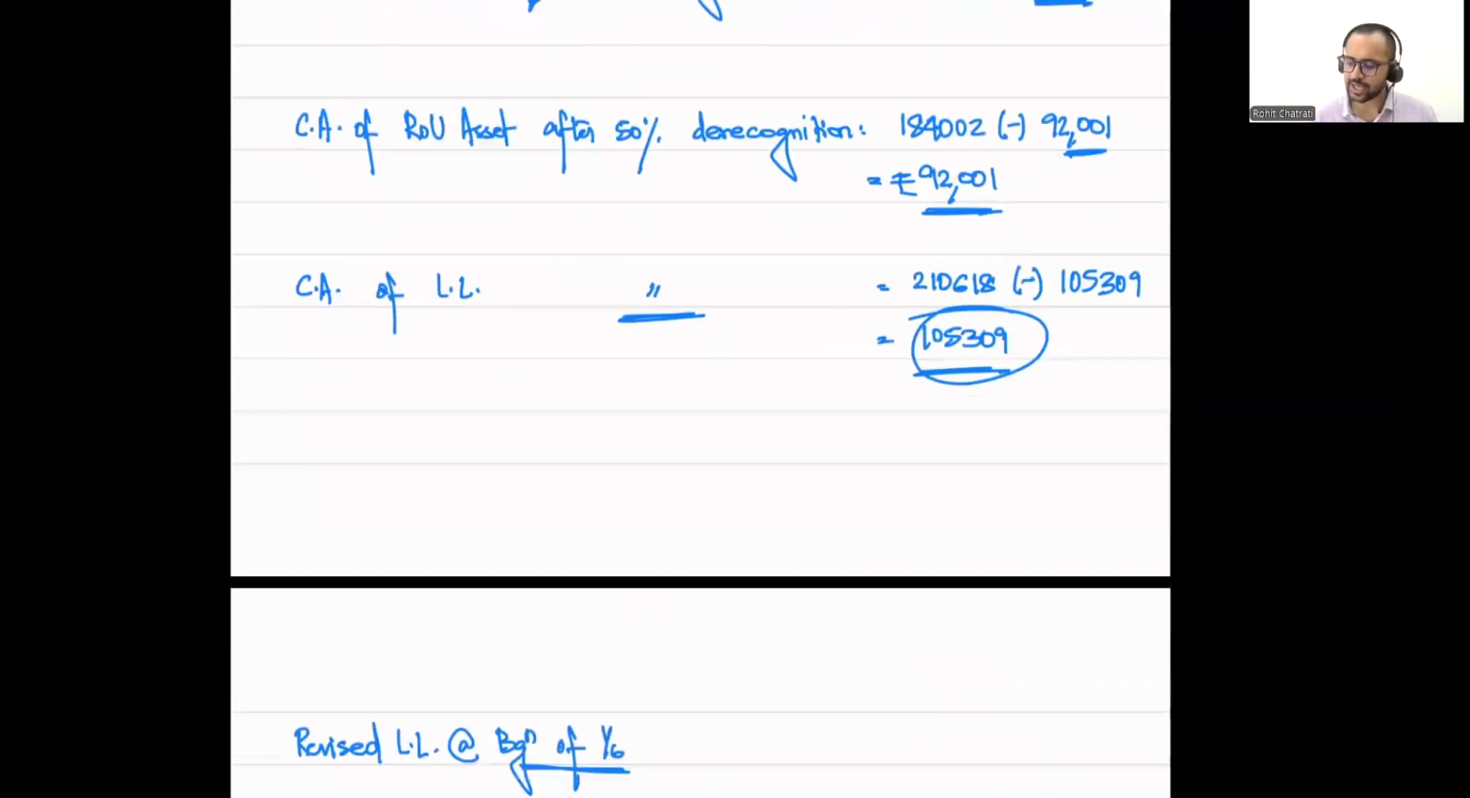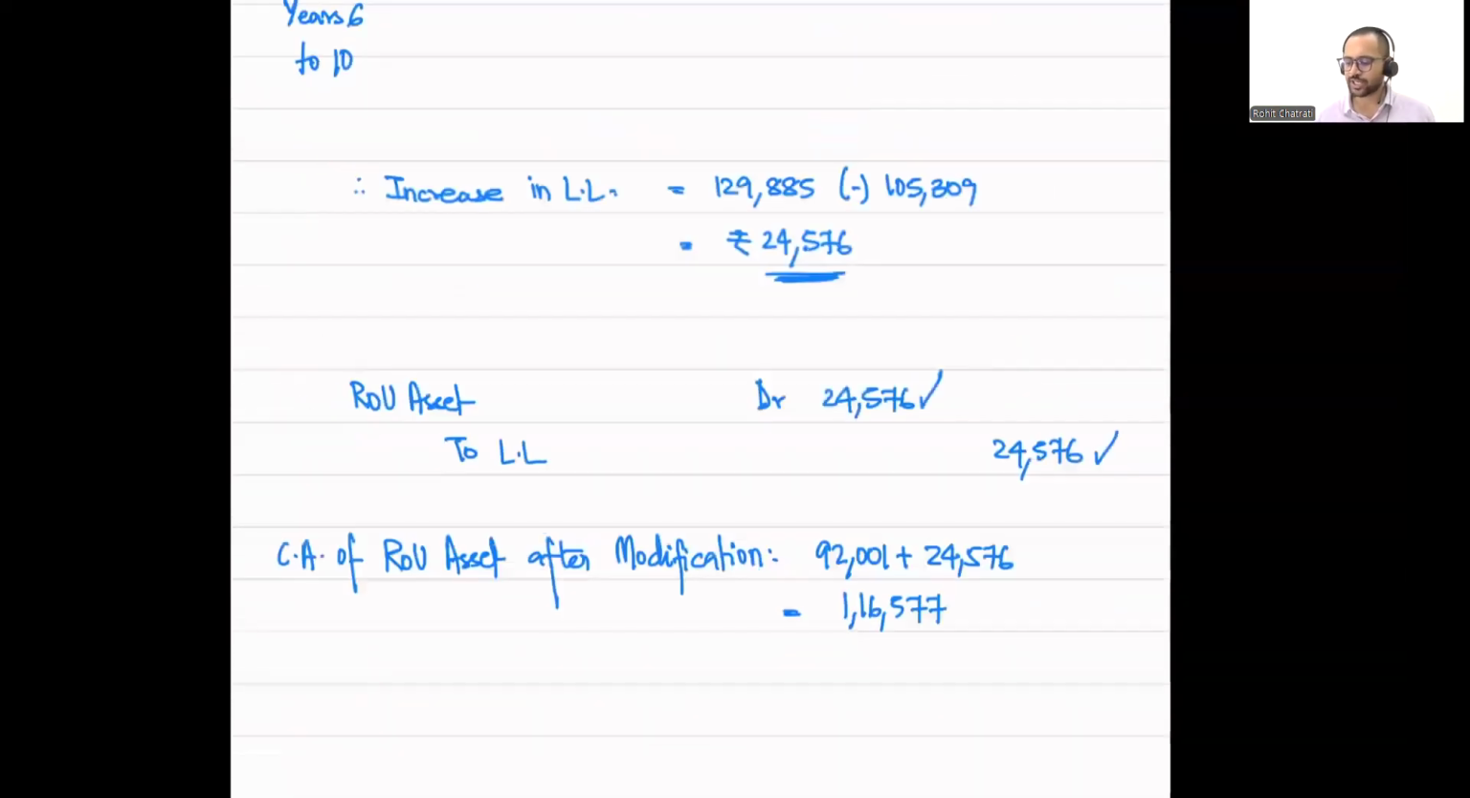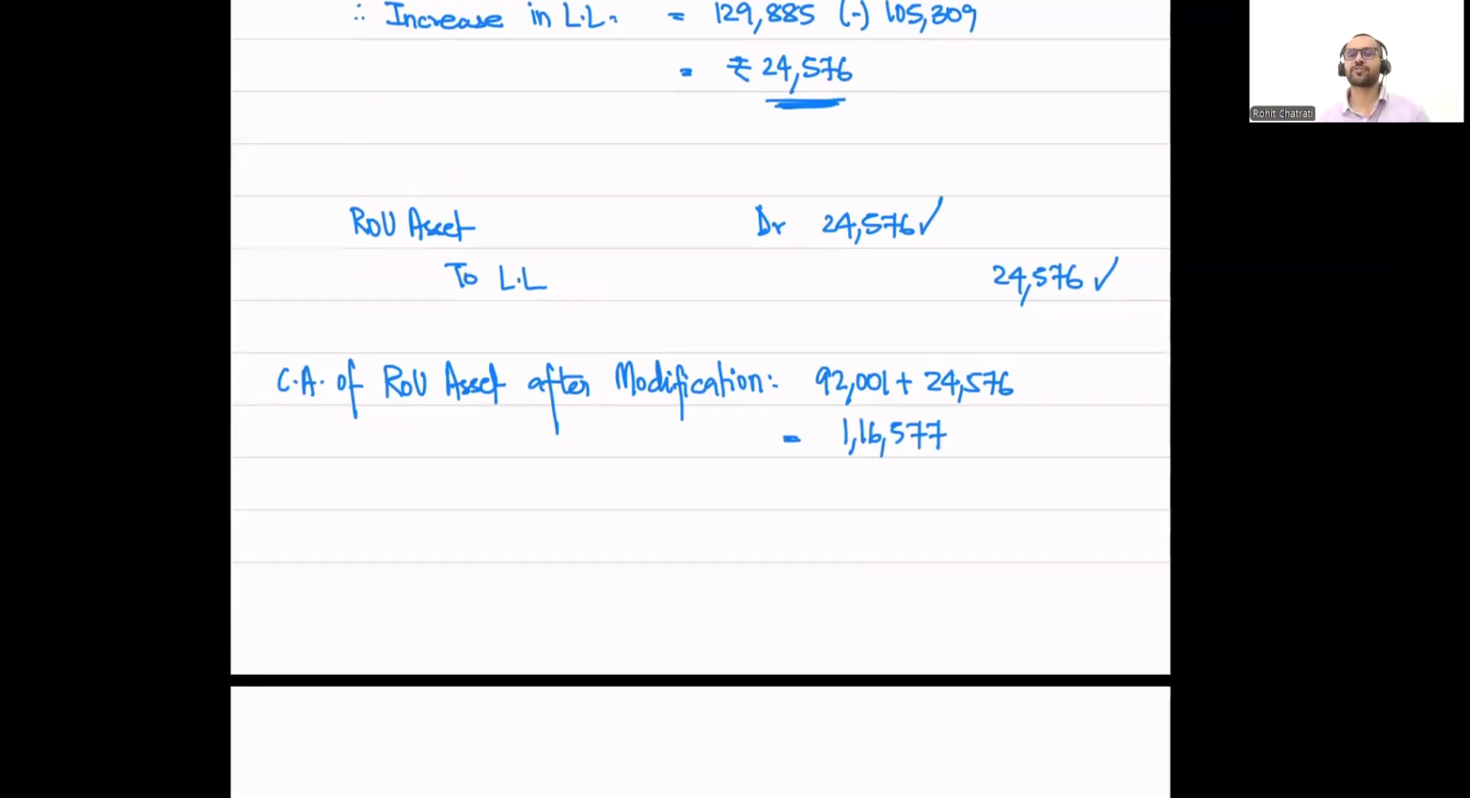I'm just quickly checking if that was 92,001. Yes, we had 92,001 as my carrying amount after derecognition. That increases by 24,576, and therefore the carrying amount of the right of use asset after modification is 1,16,577. This will be depreciated over a period of 5 years. 5 years is the remaining lease term, and it is going to be depreciated over a period of 5 years.